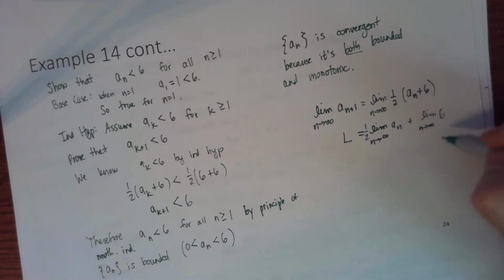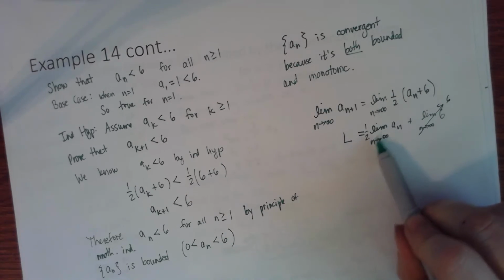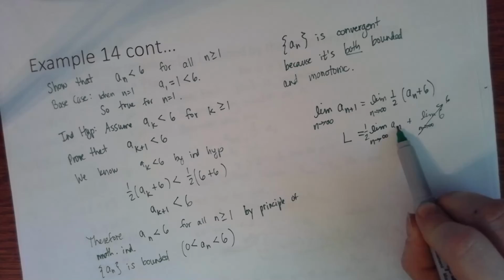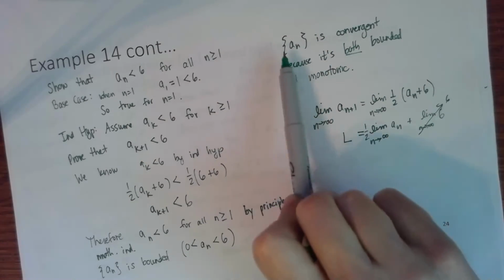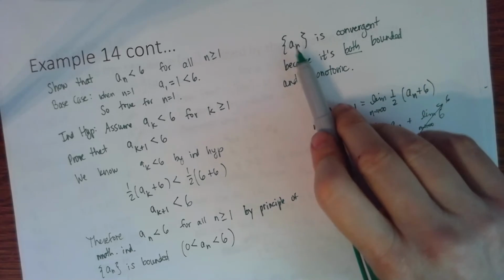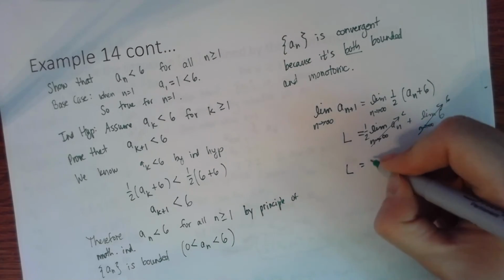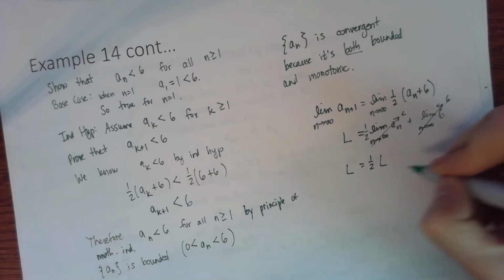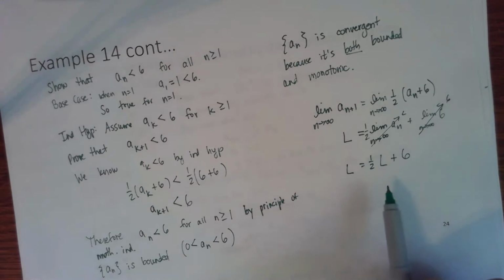Of course, this is just 6. And the limit as n approaches infinity of a sub n, well, it's a bounded monotonic sequence, so it is convergent and it converges to L. So this is L. So we have that L equals 1/2 of L plus 6. We can figure out what the limit is by just solving that equation.